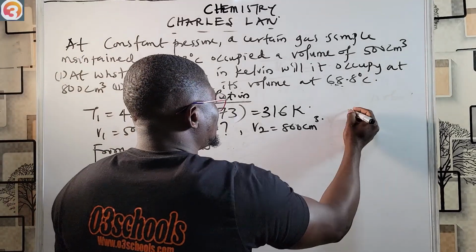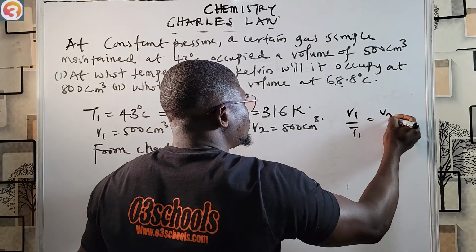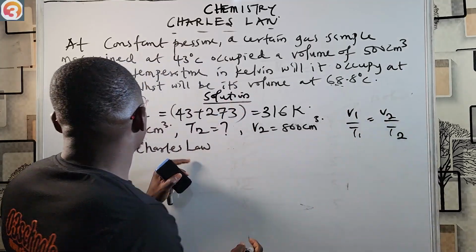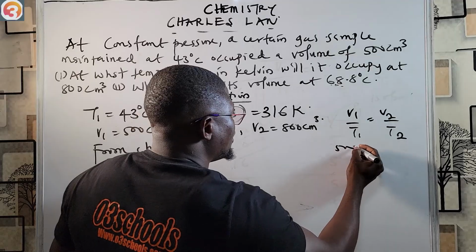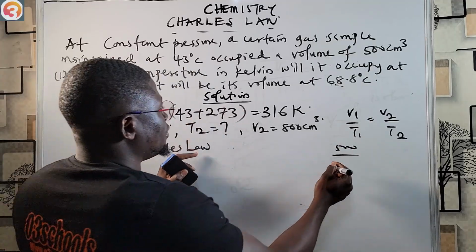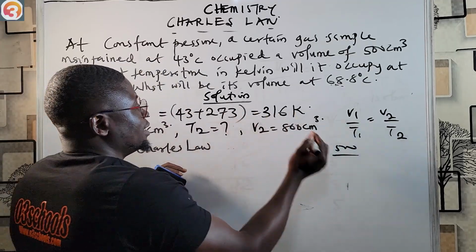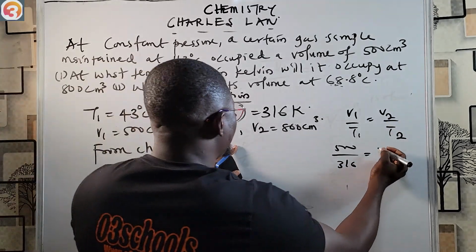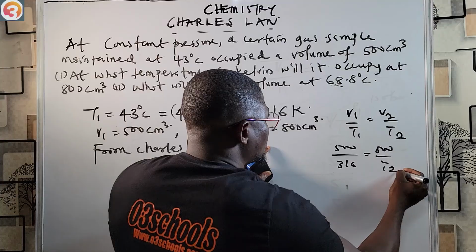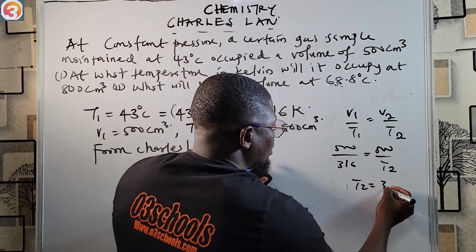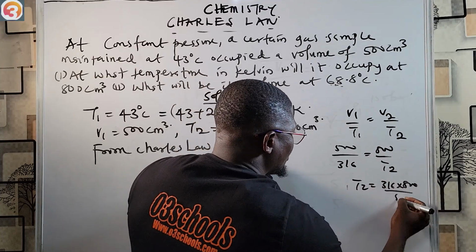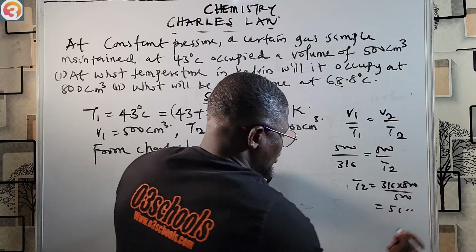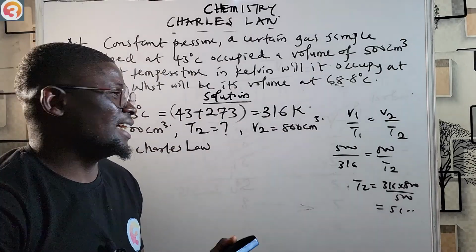By one side, you're going to know that V1 over T1 is equal to V2 over T2. What is V1? V1 is 500. 500 over T1. T1 is 43 plus 273, which is 316, equal to V2 over T2. What are we looking for? We're looking for T2. So V2 is 800 over T2. Cross multiply. T2 is 316 times 800 over 500. You get the answer 500 and something. It's as simple as that.